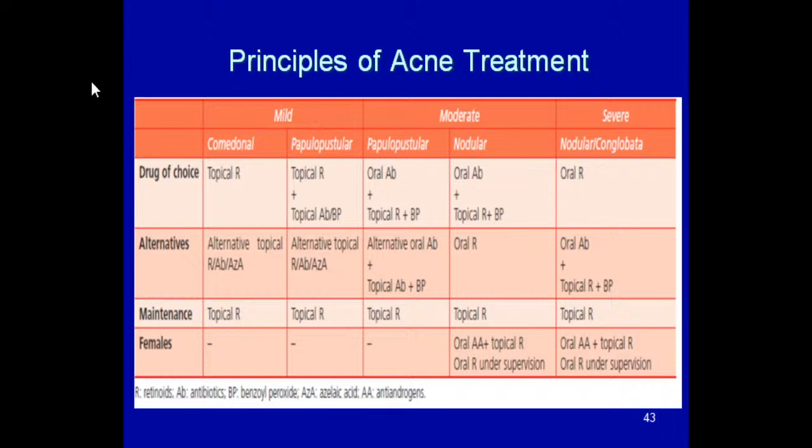Principles of acne treatment. Mild acne: you can use topical retinoid, benzoyl peroxide, azelaic acid. If papules and pustules are present: topical retinoid, topical antibiotic, benzoyl peroxide. Moderate acne, papules and pustules: oral antibiotic and topical retinoid plus benzoyl peroxide. If nodules, deep skin rashes are present: oral antibiotic plus topical retinoid plus benzoyl peroxide. If there is no effect, we can use oral retinoid.